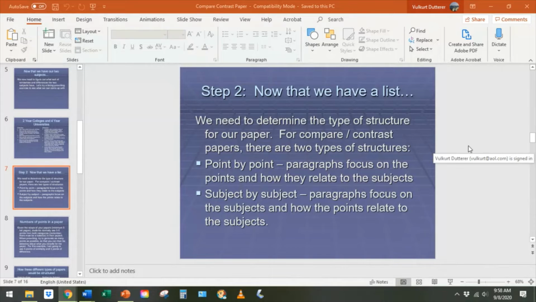Now, there's no right or wrong answer here. Some people like to do point by point. Some people like to do subject by subject. Whichever one you like, whichever one works best for you is what you should use, okay? As long as you can do it consistently and correctly, it doesn't matter to me which one you choose, okay? Just do the one that fits you best.